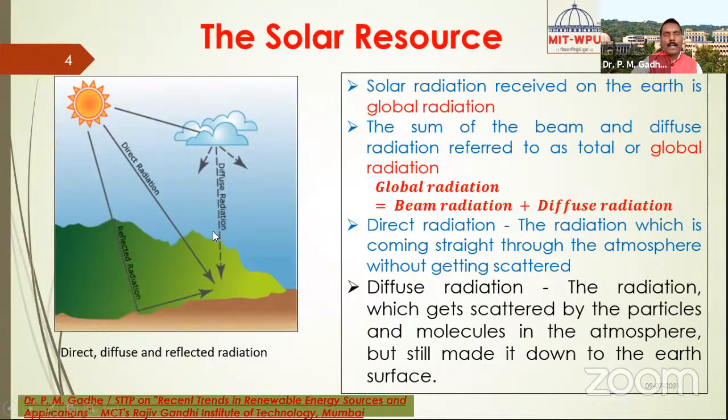Now, whenever we are designing the solar concentrating system, we make use of direct radiation, because direct radiation has higher intensity as compared to the diffuse radiation, so the direct radiation gets reflected from the solar concentrator to the receiver. Diffuse radiation is weak in intensity, so it doesn't get reflected back on the receiver. So we are not using diffuse radiation. We need direct radiation for our calculation of a solar concentrator.